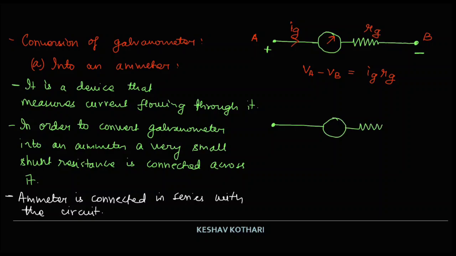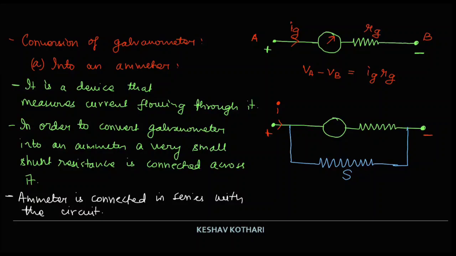I will attach a smaller resistance through which the majority of the current will bypass and a very small current will continue to flow through the galvanometer. So I am referring to it as shunt resistance S. So now what is going to happen if suppose a current I enters this entire network of galvanometer. This one is the positive terminal, this one is the negative terminal.